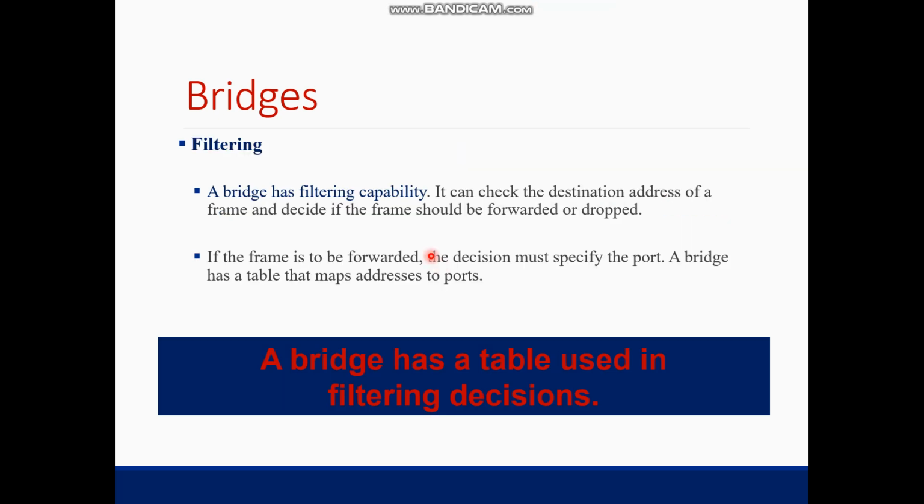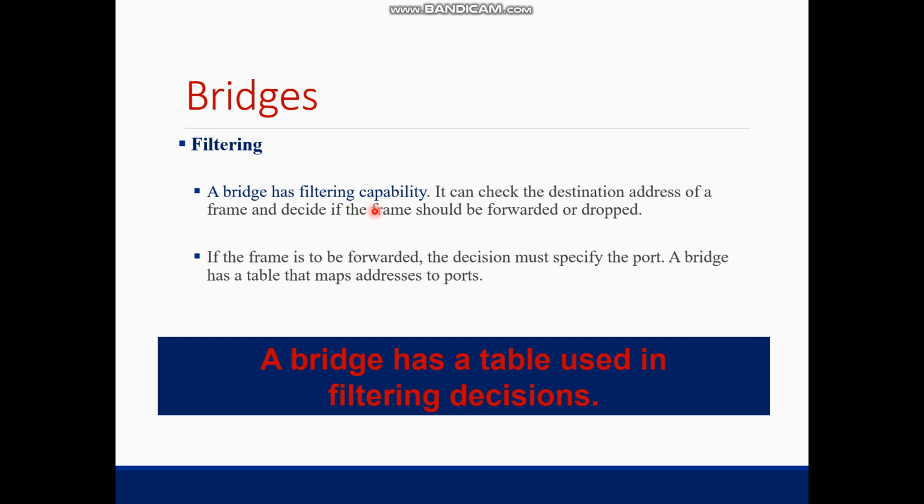And the bridge has filtering capability. That means it can check the destination address of a frame and decide if the frame should be forwarded or dropped. That means it recognizes whether this message has been sent to that particular receiver or not. If it is sent to that one, it's going to be forwarded, otherwise it's going to be dropped.